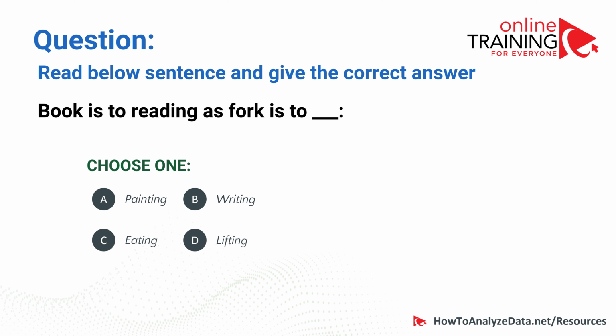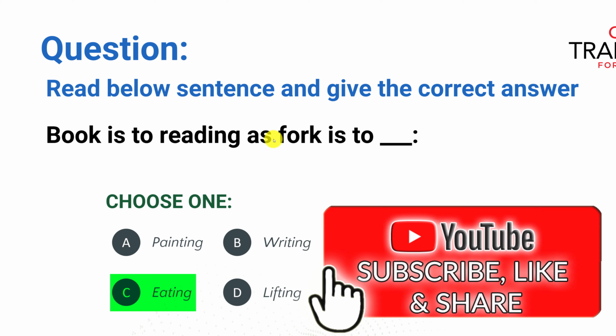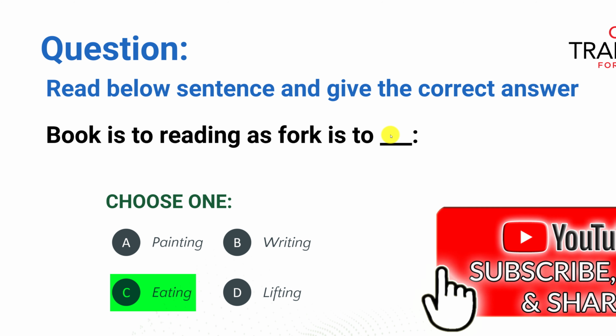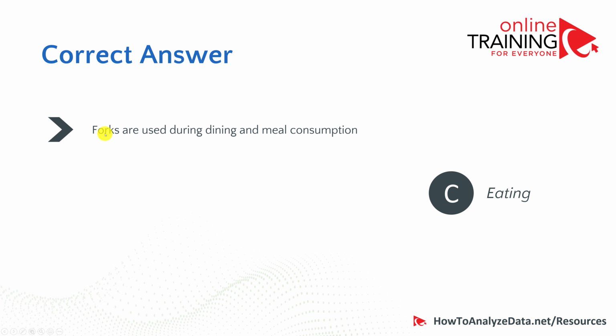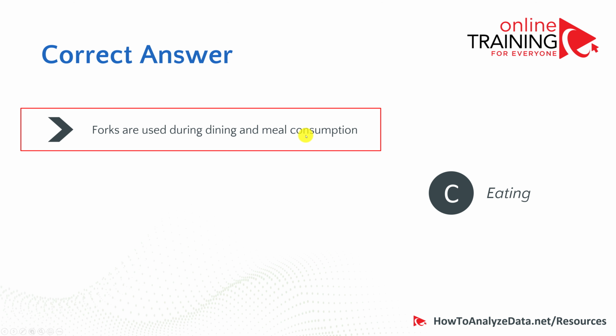So the correct answer is obviously eating, right? Because book is to reading. This is an activity associated with reading. As fork is to eating. You use a fork during meal consumption. So the correct choice is C, and that's because forks are used during dining and meal consumption. Hopefully you've got this one right.